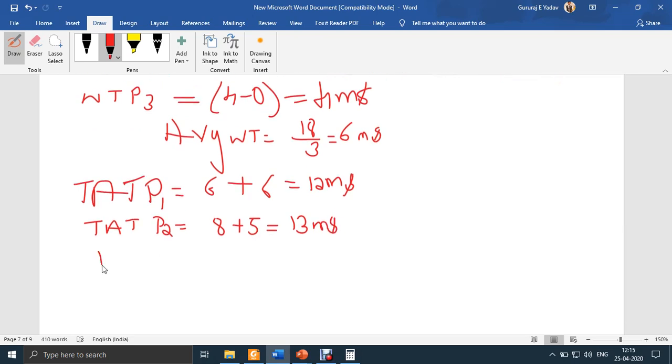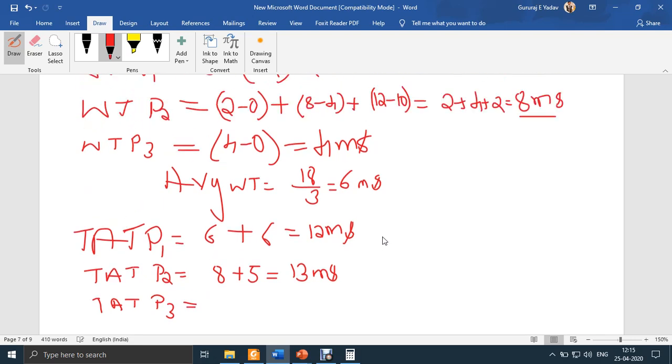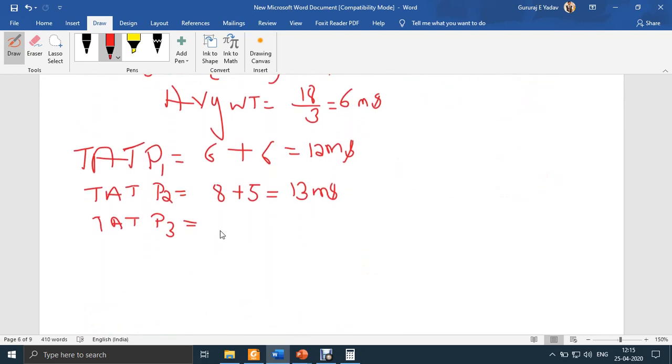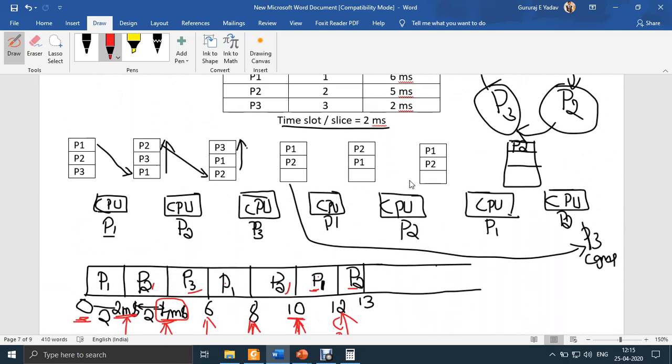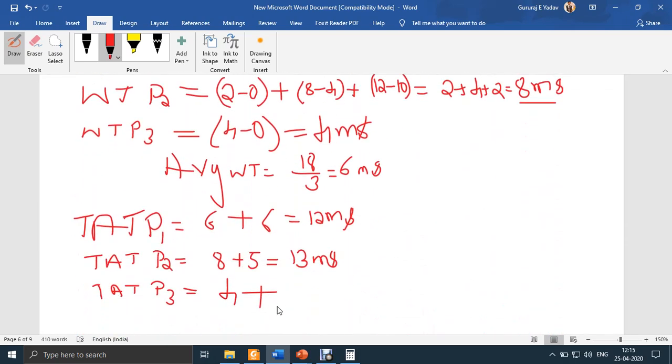And what about TAT for P3? TAT for P3 is waiting time for P3. So what is waiting time for P3? 4 milliseconds. And what is the service time for P3? It is just 2 milliseconds. So 4 plus 2 is equal to 6 milliseconds.